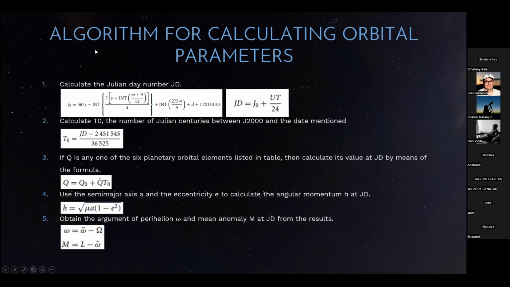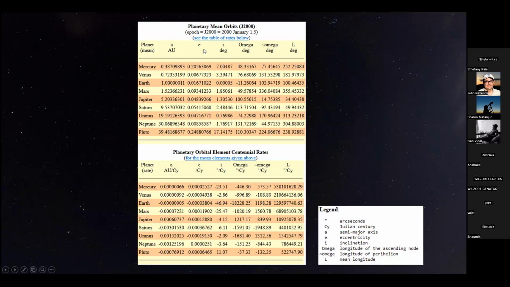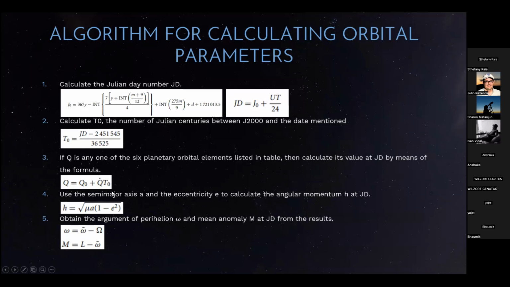Now we move on to the algorithm for calculating the orbital parameters. So first up, we calculate the Julian day number JD using this formula, and then we calculate the T naught. T naught is basically the number of centuries between the Julian year 2000 and the date mentioned in the problem. Using this formula, we calculate the T naught. And we calculate the orbital parameters of any celestial body using this formula. Orbital parameters like semi-major axis, eccentricity, inclination, and all the other parameters we calculate using this formula.